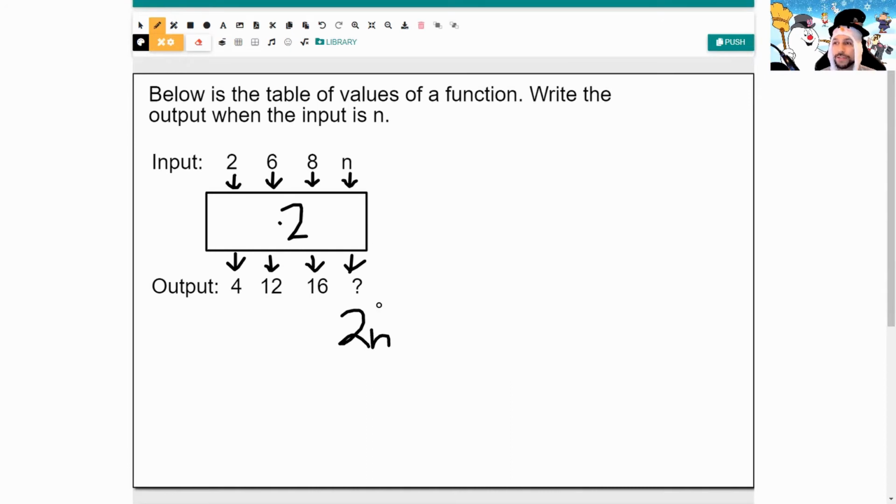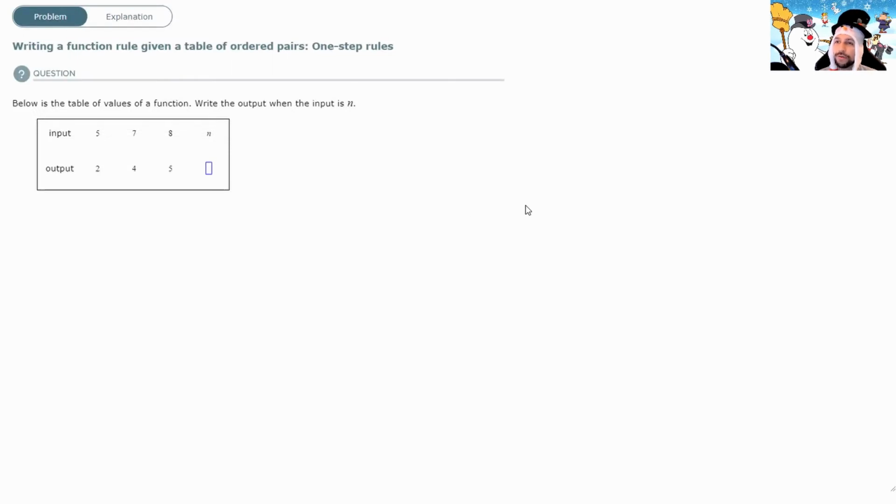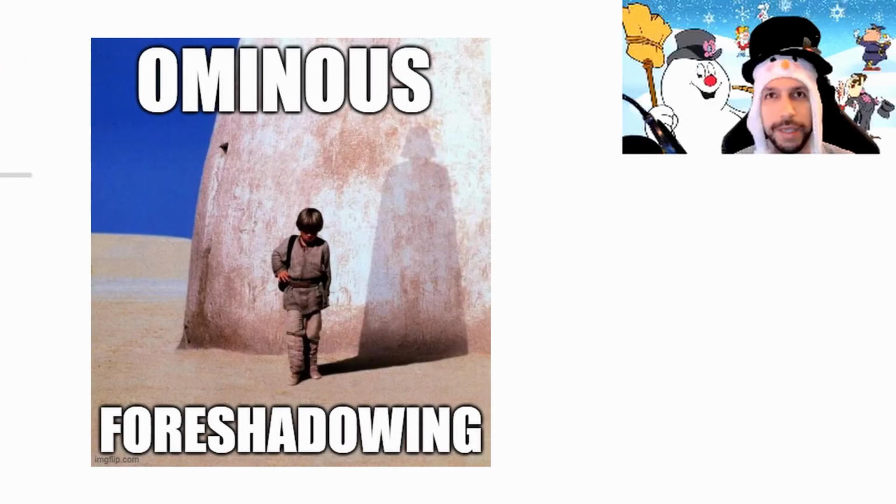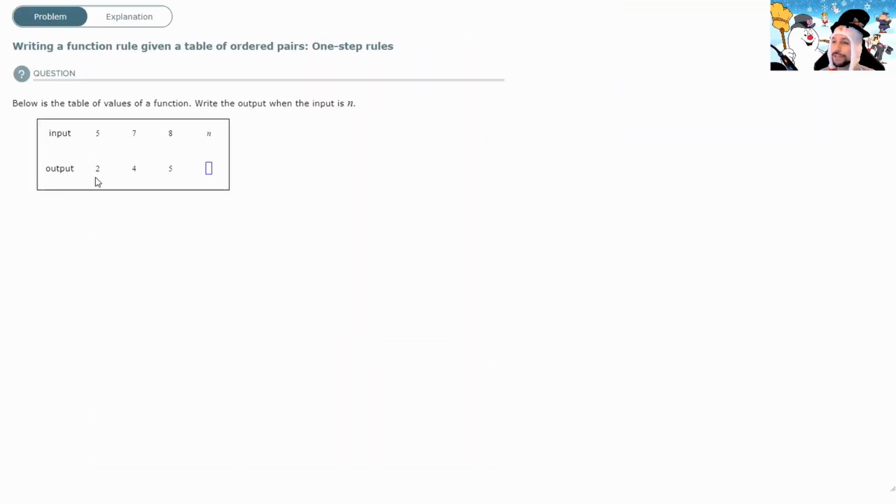Now, not all of these are going to be multiplication. Let's find an example where we have a different operation. All right, here we have another example, and our numbers are getting smaller. So it's definitely not multiplication unless it's multiplication by a fraction, which I don't think ALEKS would do that to you. Yet. I will go ahead and transcribe this.